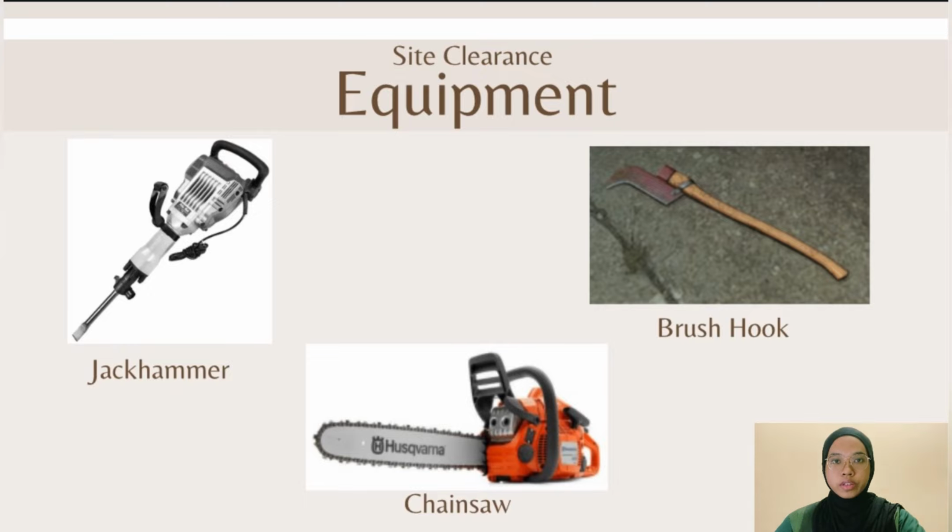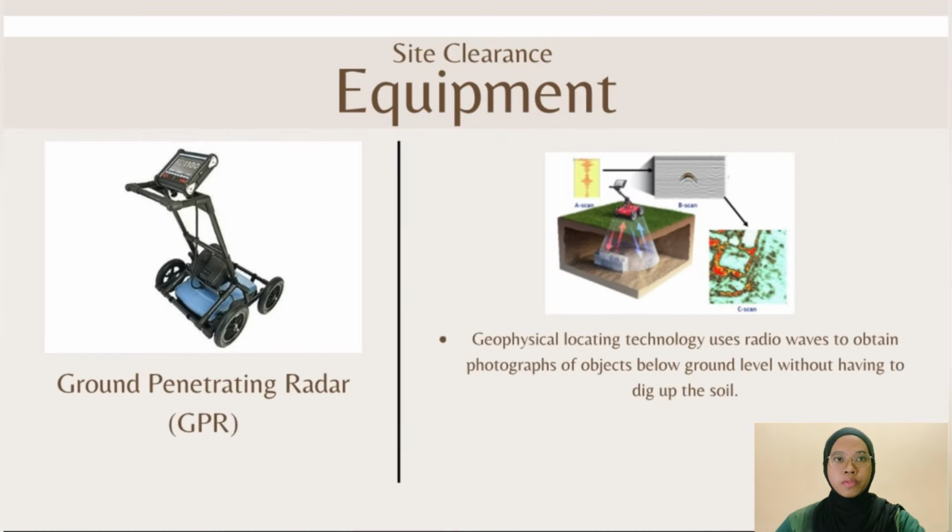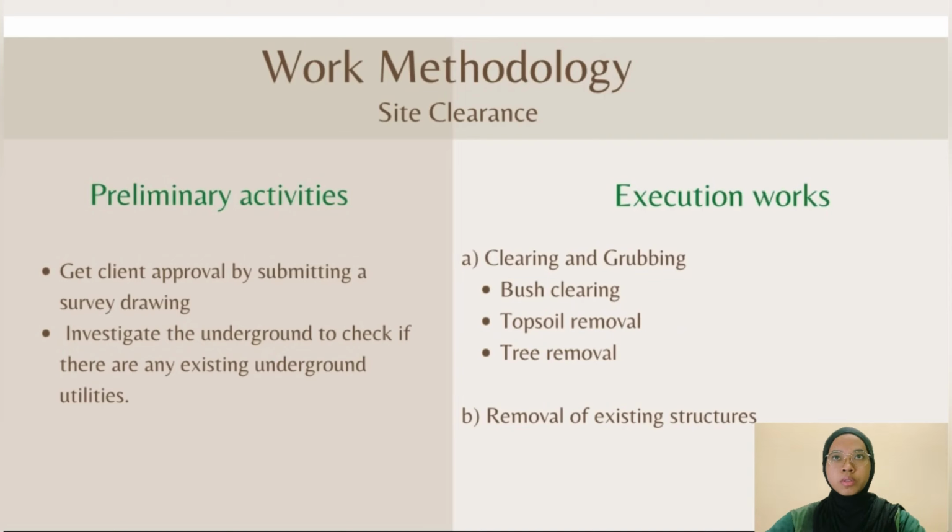I will continue with site clearance equipment. For site clearance equipment, we have brush hook, chainsaw, and jackhammer that we use for demolition works. Next, we have ground penetrating radar, which is GPR, a new technology that has been used in the engineering field. It is geophysical locating technology that uses radio waves to obtain a picture of objects below ground level without having to dig up the soil.